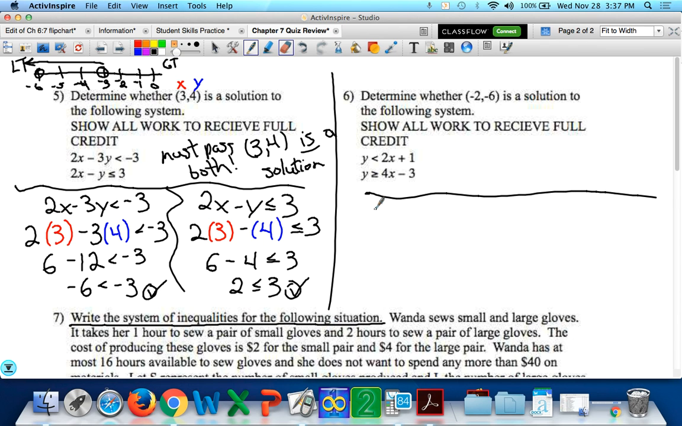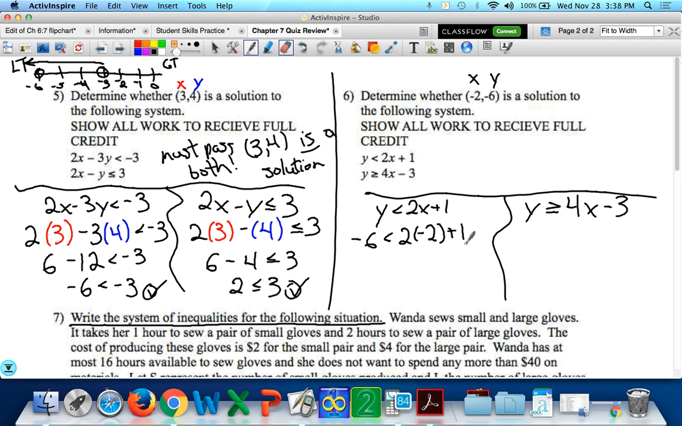Do the same thing with the second problem. Y is less than 2x plus 1. Y is greater than or equal to 4x minus 3. A little bit quicker. We're plugging in a negative 2 and a negative 6. That means we have negative 6 is less than 2 times negative 2 plus 1. Negative 6 is less than negative 4 plus 1. Negative 6 is less than negative 3, and that is a true statement.